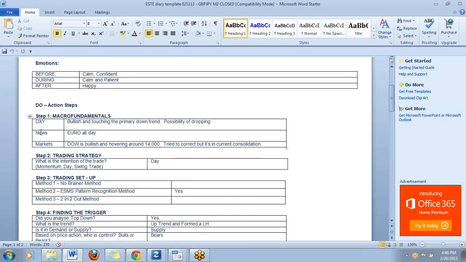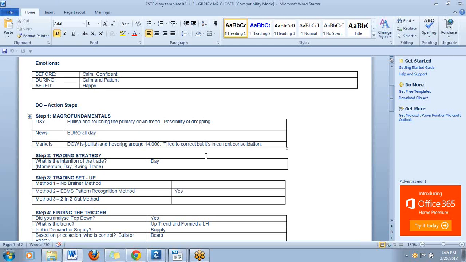Then I look at the macro fundamentals. We look at the dollar index. The dollar index is one of the best indicators that you can use, and this works very well in stocks, futures, and forex because they go all together. It's like a chain. They're all connected. Then the news. I need to be aware that it's going to be euro news all day. The Dow is bullish and hovering around 14,000. It's trying to correct, but it's in consolidation.